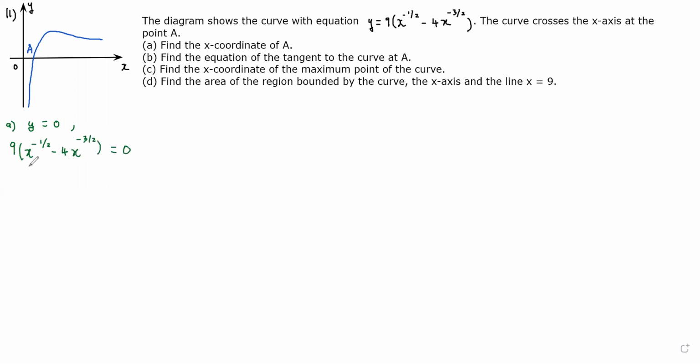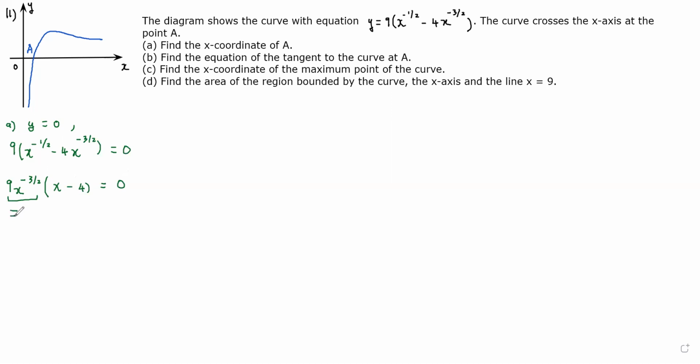equals 0. In order to solve this for x, we need to factor out the term with the greatest negative exponent. So we take out 9 and we take out x to the negative 3/2. When we factor this, you have x to the negative 3/2. You add negative 3/2 to negative 1/2, and that will give us x. So negative 1/2 plus 3/2, that is 2/2, which is 1, minus 4, and that is 0.